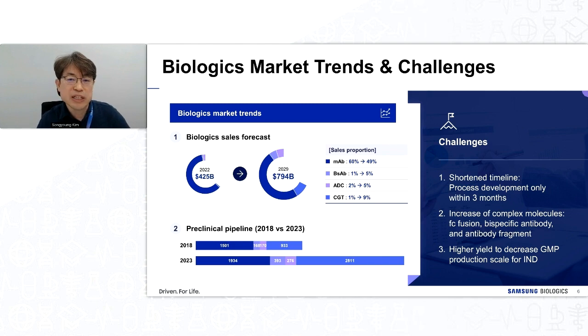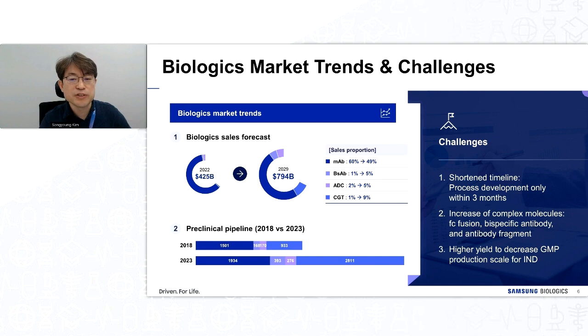So before diving into our strategies to accelerate downstream processes, let's first address the challenges we encounter specifically within the downstream process of biologics development. With the demand for shorter development timelines, drug developers are increasingly pressuring contract development and manufacturing organizations to complete processes within a mere 3 months without compromising quality.